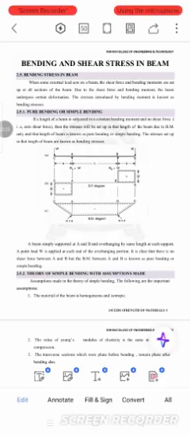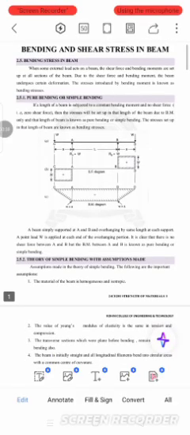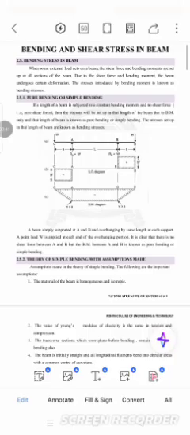Due to the shear force and bending moment, the beam undergoes certain deformation. The stress induced by bending moment is known as bending stress. In pure bending or simple bending, a length of the beam is subjected to a constant bending moment and no shear forces.